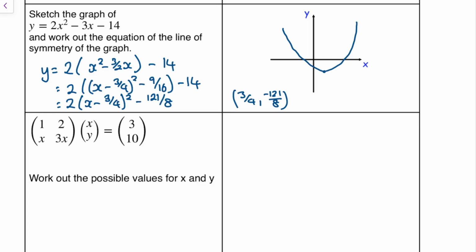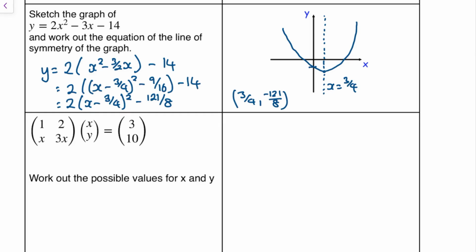Sketch the graph. Well, I've sketched the graph, and work out the equation of the line of symmetry. Well, the line of symmetry is going to be going through the x value of the turning point, so that's going to be x equals 3/4. Now, in a real question, they'll probably be a bit more specific about what they want. So typically, you would label the y-intercept, which is minus 14.